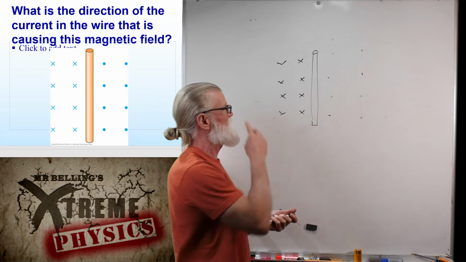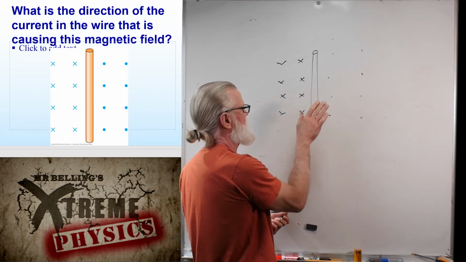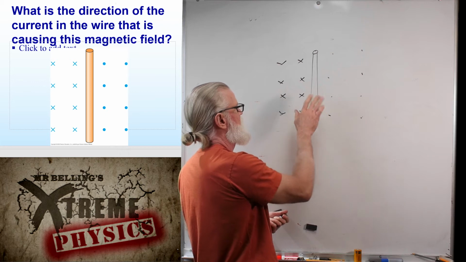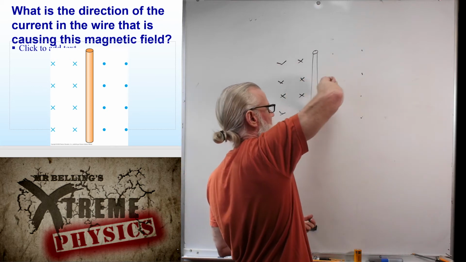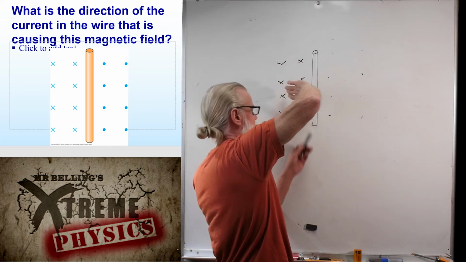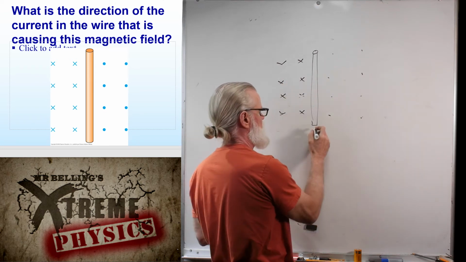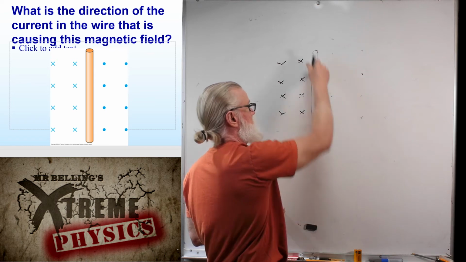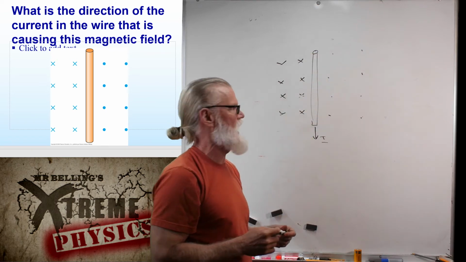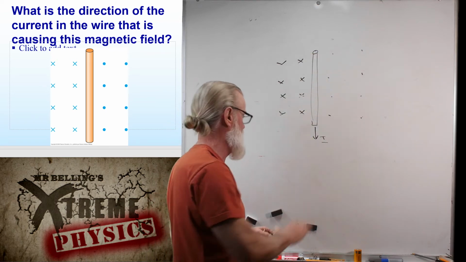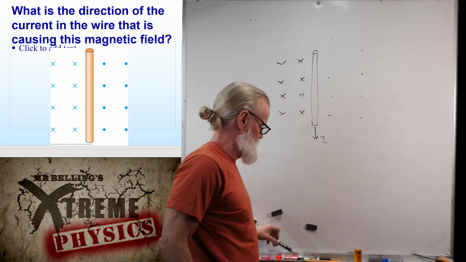All right. So let's try this out. Into the board on this side, out of the board on that side. So it looks like it's going around like this. So the current is going this way. Current through the wire is going that way, going down, using the right-hand rule, like that.